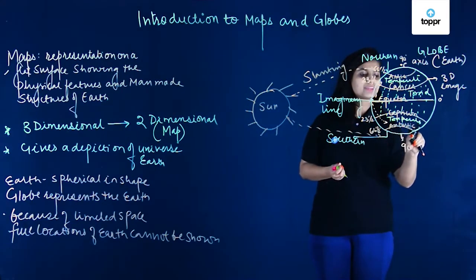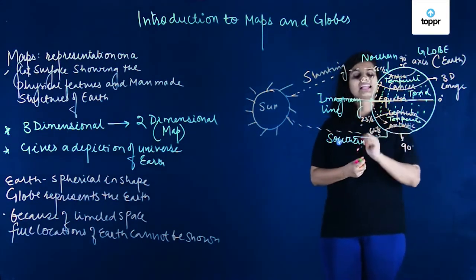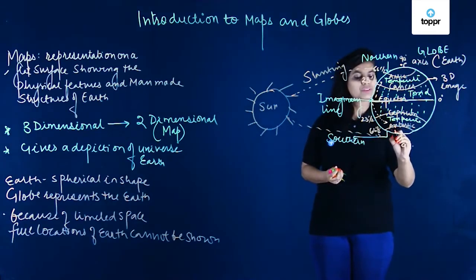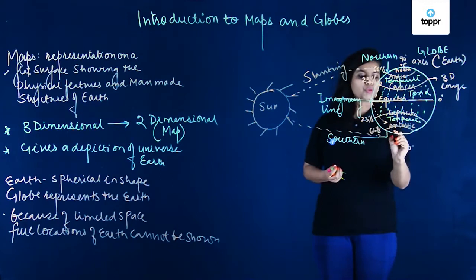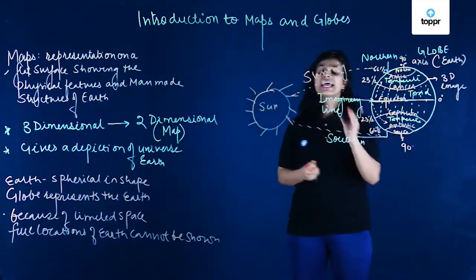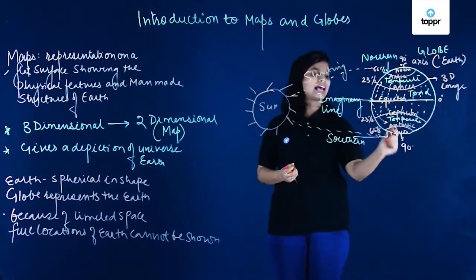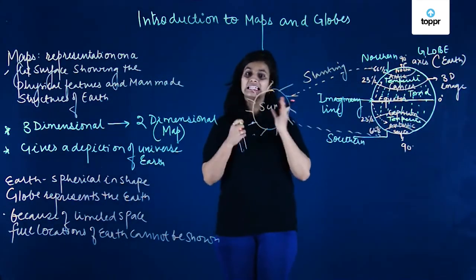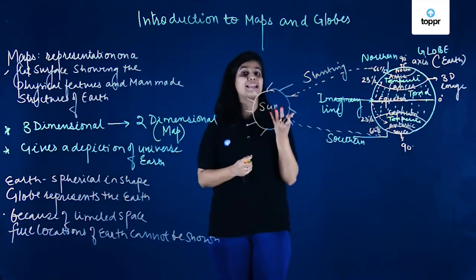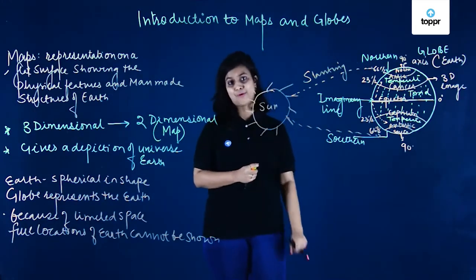Now student, away from the temperate zone is the last zone. This is the North Pole, okay, and this is the South Pole. These are known as the frigid, extreme cold regions, the North and the South Pole. So this is how we have divided the earth and we understand it with the help of a globe. That is the importance of the globe.